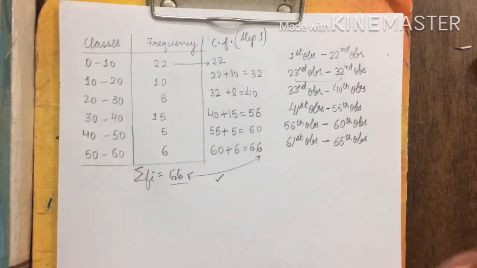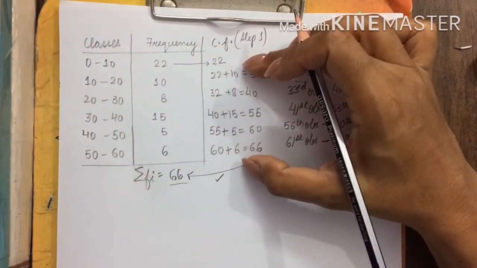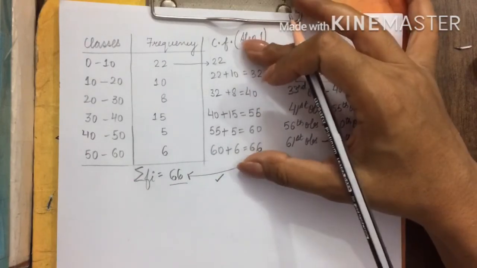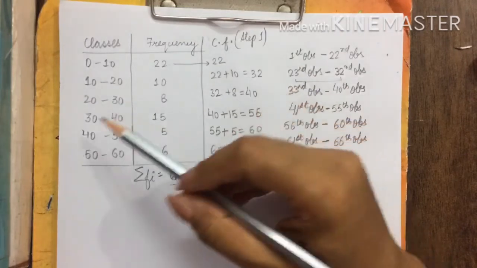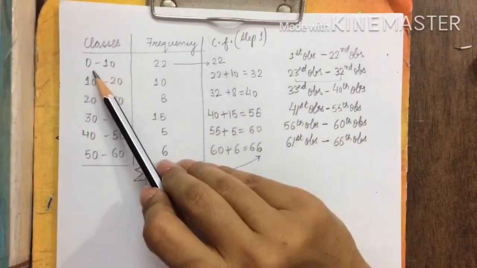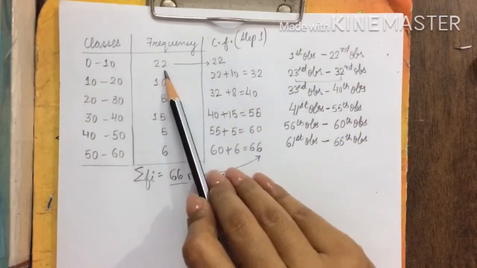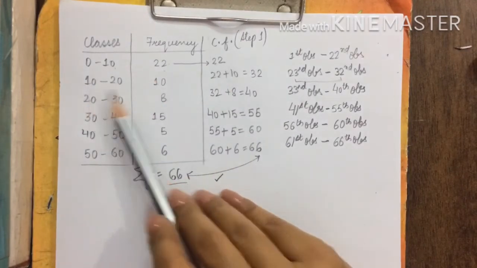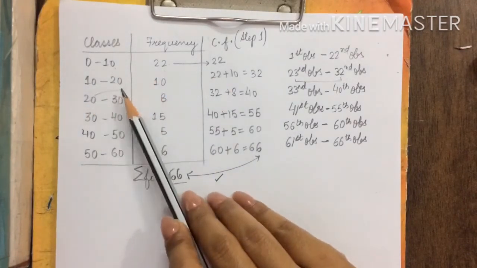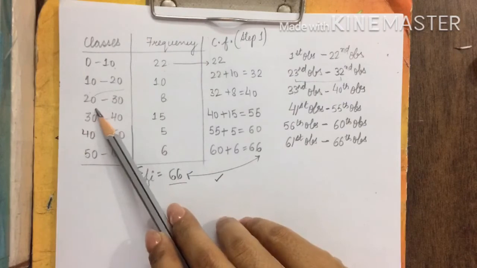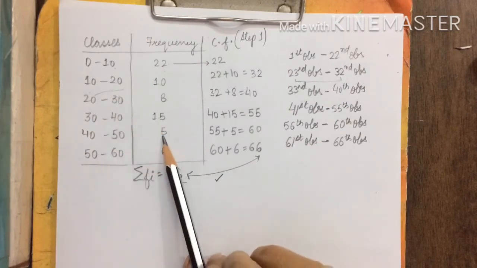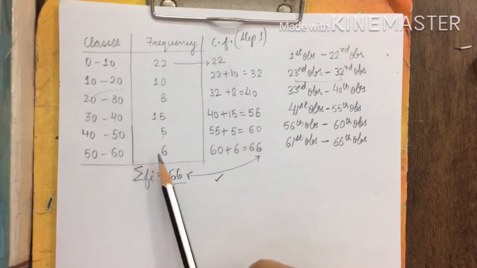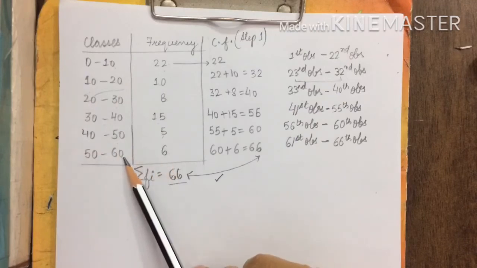Going again, once I have calculated the cumulative frequencies, what I know is I have got this number of observations in various classes. In the first class from 0 to 10, I have 22 values. There are 10 observations in this class. There are 8 observations in this class, 15 in the 30 to 40 range, 5 in the range 40 to 50, 6 values from 50 to 60.